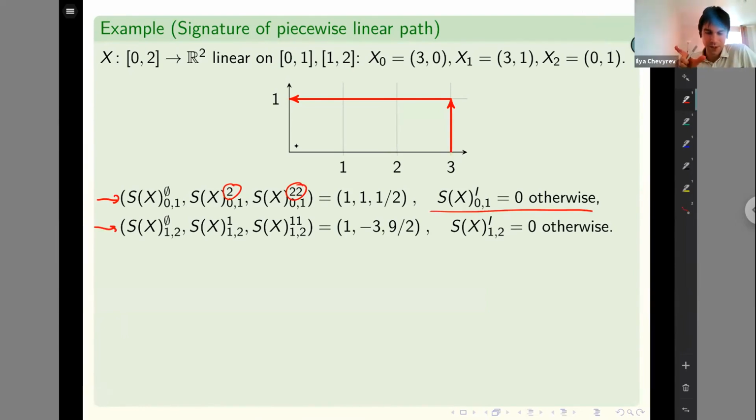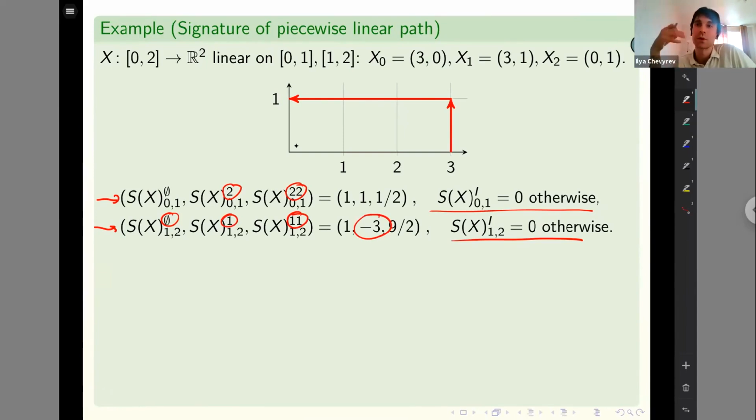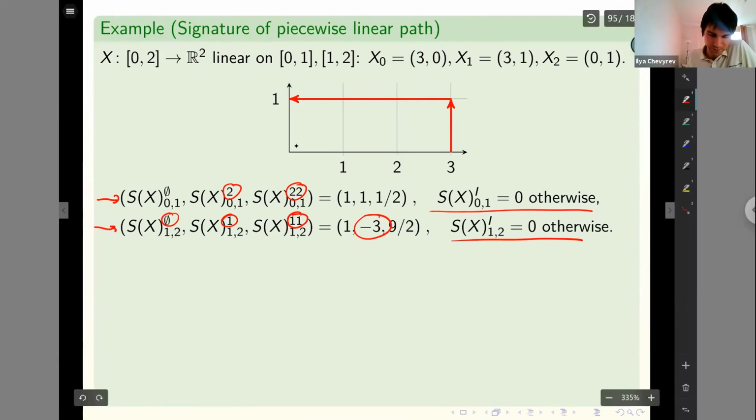For the increment over the time interval 1,2, which happens only in the x direction, a very similar thing holds. But now the only non-zero entries are the empty word, 1 and 1,1. Here we get -3 because the displacement in the x direction is now -3, and then we get that object squared divided by 2, and it's 0 otherwise. This was very simple to work out from the formula that we sourced from the very first exercise that I gave in the first lecture. So this is an application of that exercise.